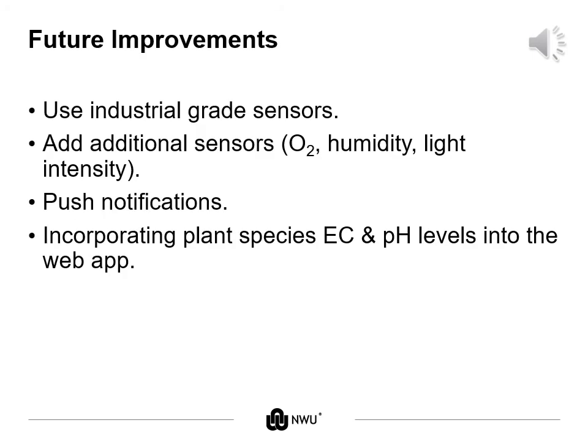Improvements to the solution include using industrial grade sensors, since the sensors that we used are prone to calibration drift, adding additional sensors such as O2, humidity and light intensity sensors, sending push notifications when the measurements are outside of the desired ranges, and incorporating the EC and pH levels of different plant species into the web app to lessen the technical expertise needed.